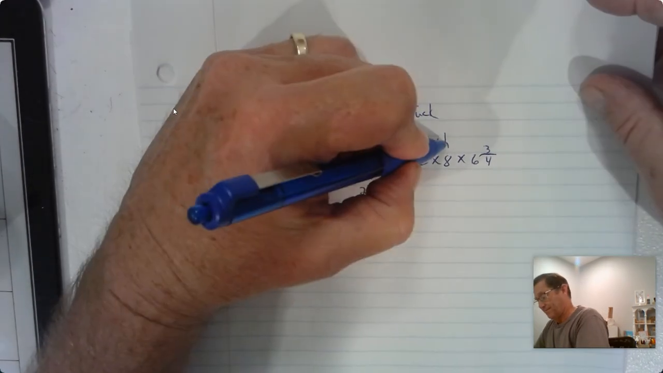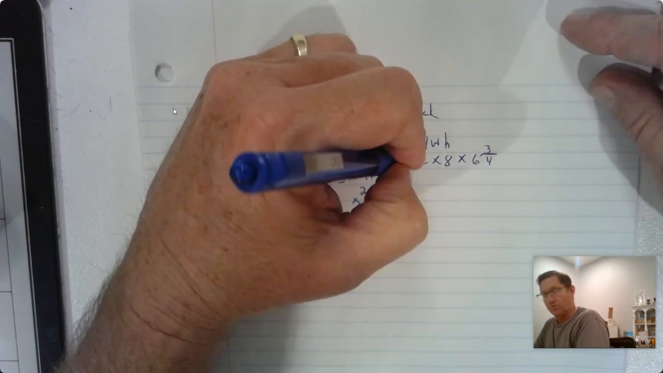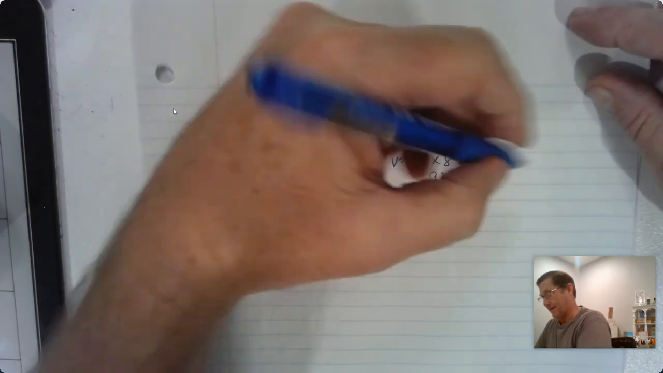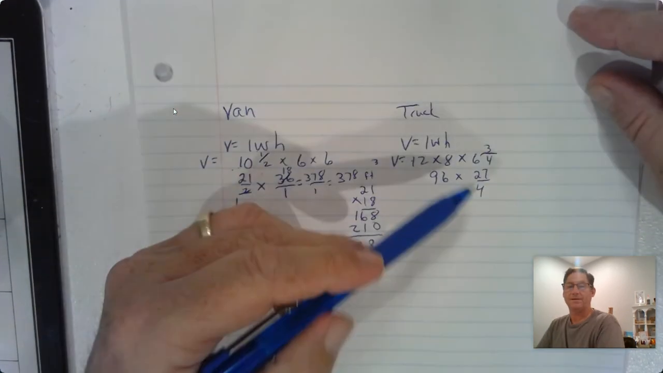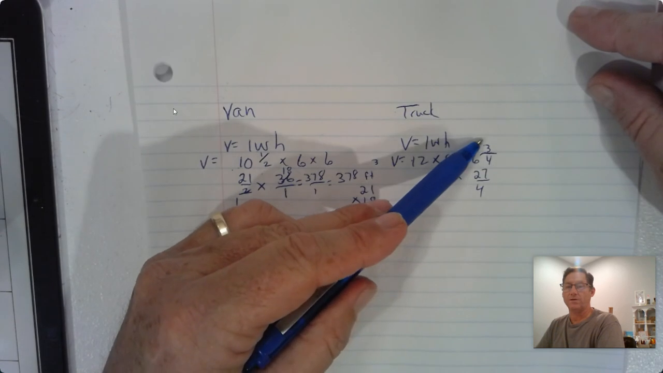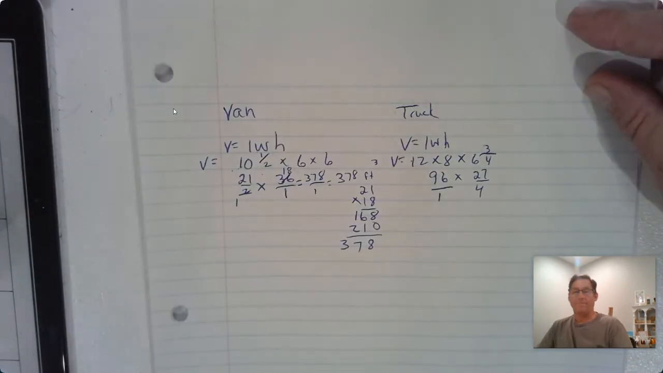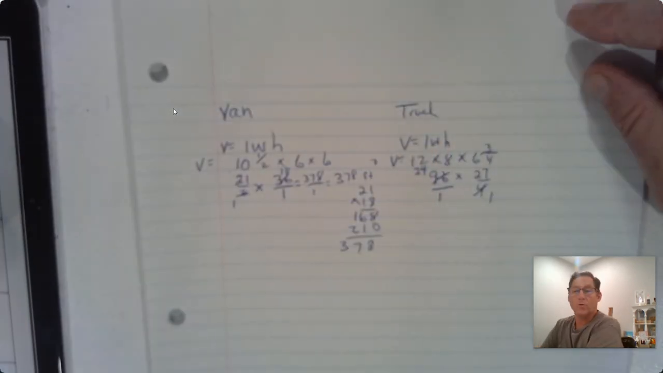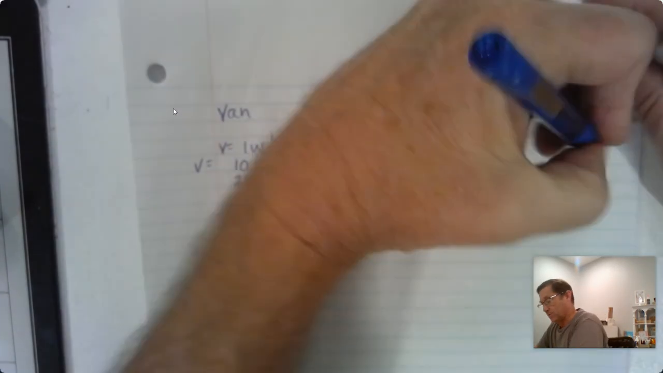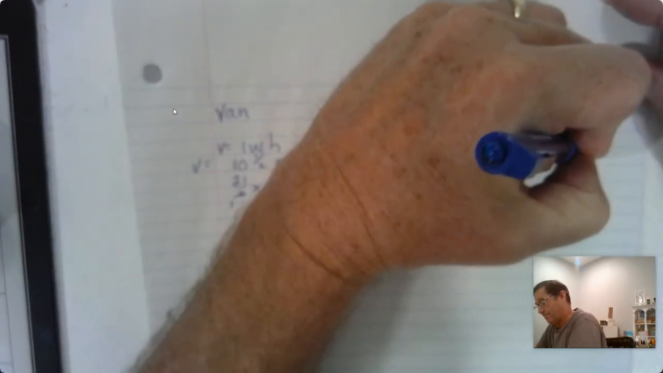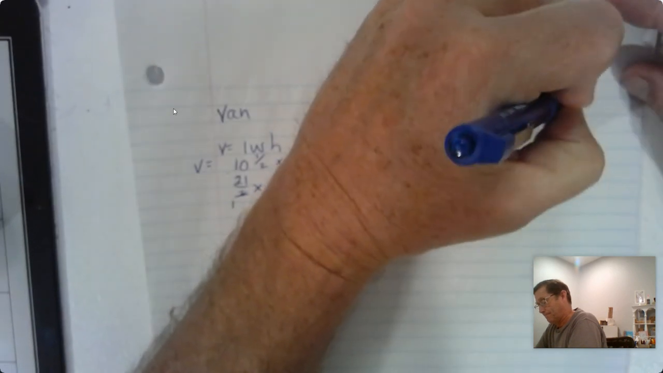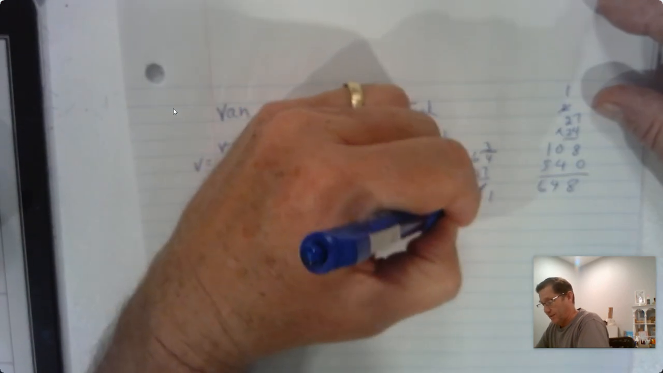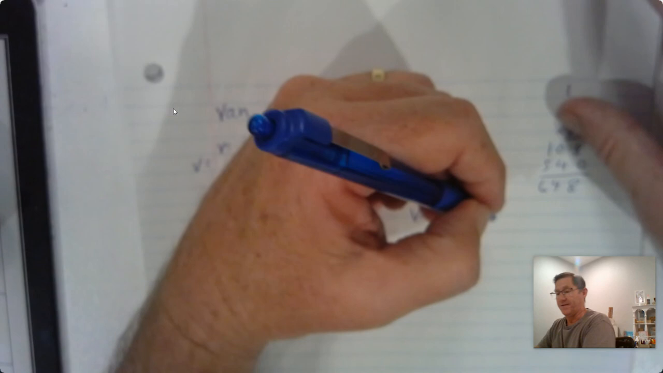All right, and the truck. So 12 times 8 is 96, and 6 3/4 is the same as 27/4. 6 times 4 is 24, plus 3 more is 27. All right, 4 is a factor of 96. 4 will go into 96 24 times. So 27 times 24. All right, and so the volume of the small truck is 648 cubic feet.